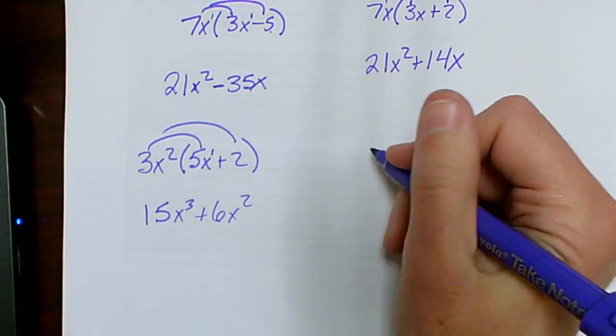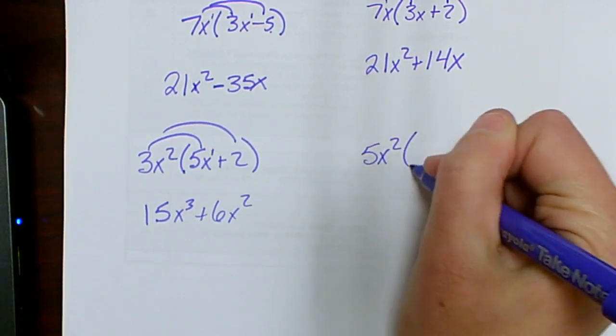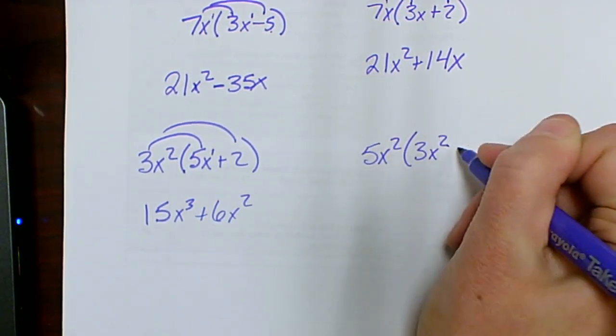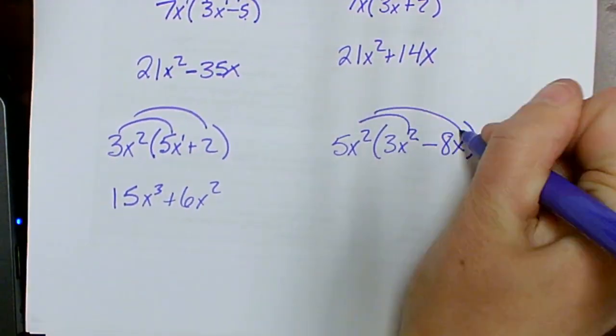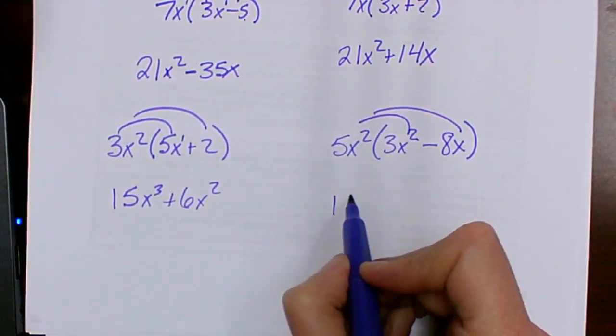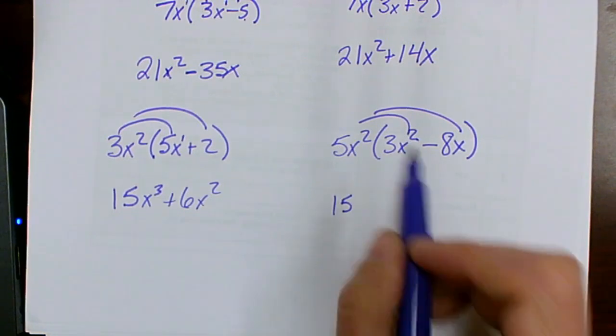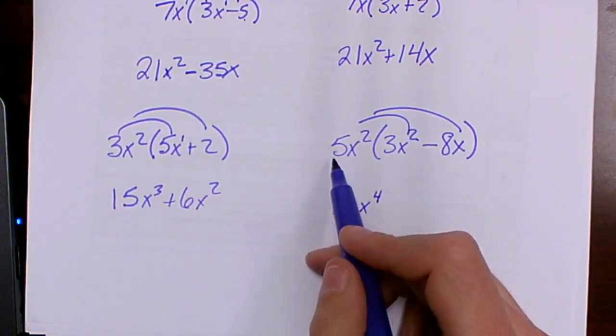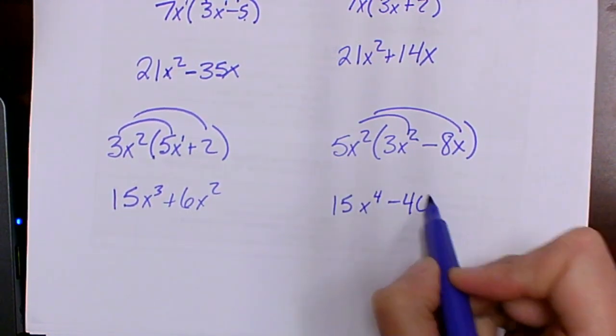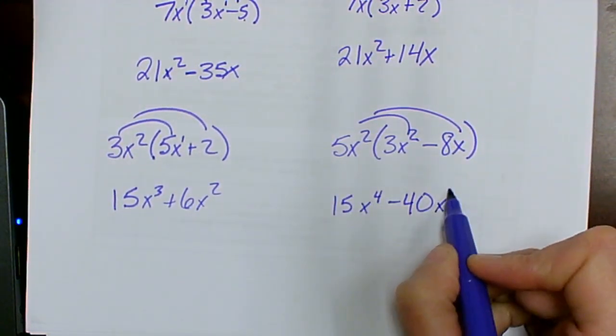One more. We distribute 5 times 3 is 15. X squared times x squared, that's x to the fourth. 5 times negative 8 is 40. X squared times x is x to the third.